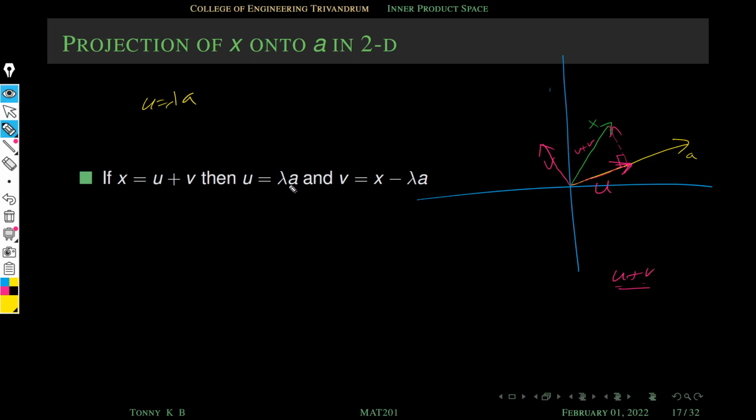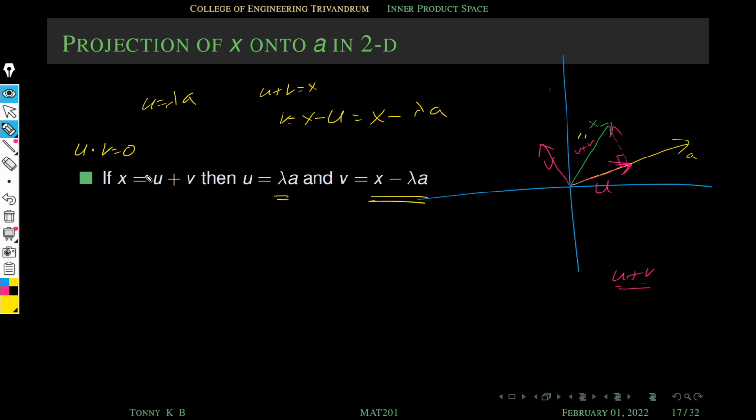Since u equals lambda a, then what about v? We have a relation like this, u plus v equals x. So what is v? v equals x minus u. What is u? u is lambda a. That's why u equals lambda a and v equals x minus lambda a. Then from this geometry it is clear that u and v are perpendicular. u and v are perpendicular means, in two-dimensional vector calculus, that u dot v equals 0.